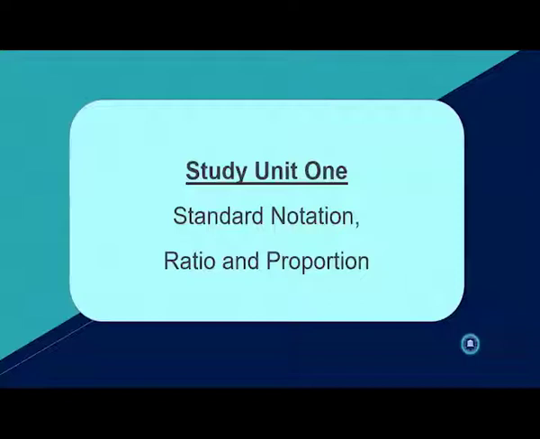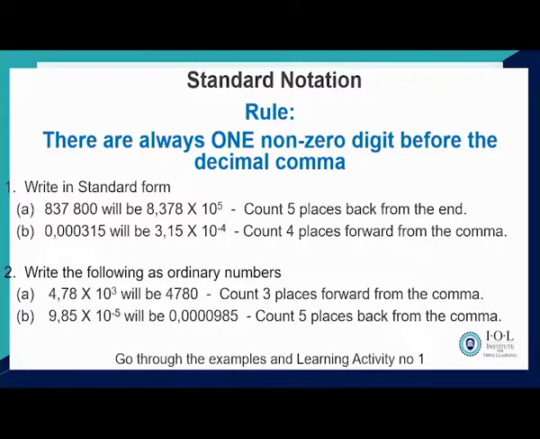So let's get to study Unit 1, where the topics will be standard notation and ratio and proportion. Standard notation, you only have 2 different questions. You get it in a normal number and you have to rewrite it in standard form, or you get it already written in standard form, and you have to give it as a normal, ordinary number. And here it's also about decimal places. It's about places you count.